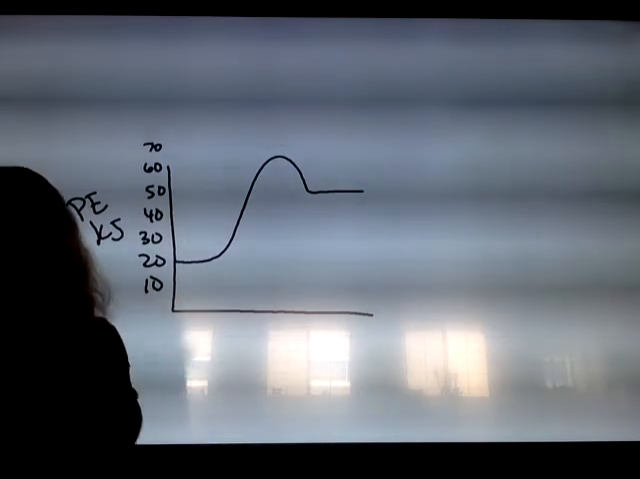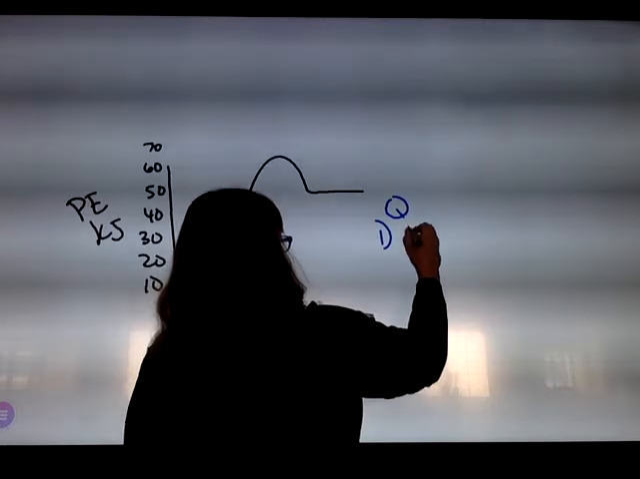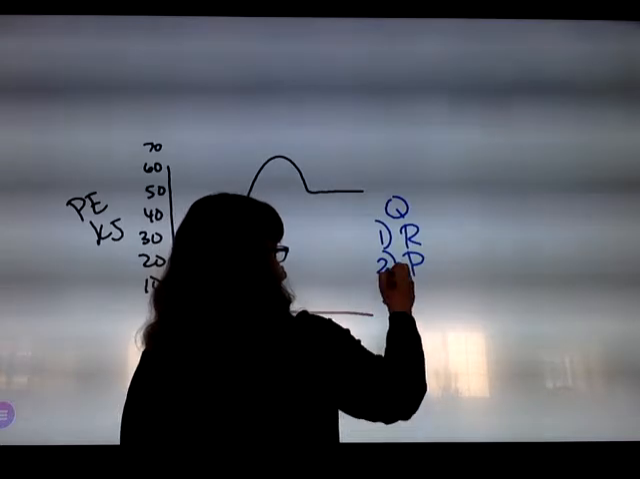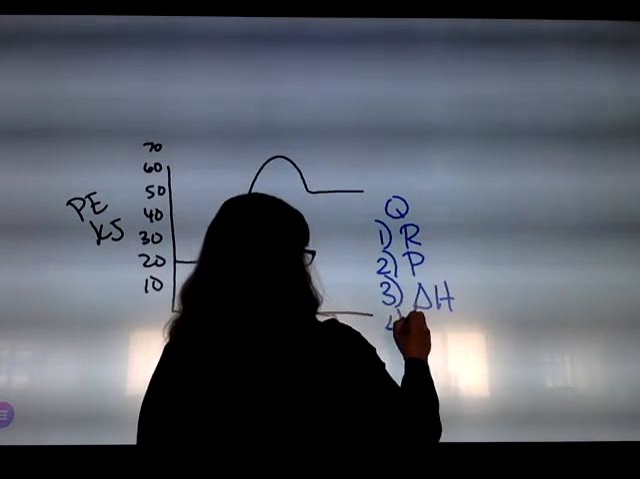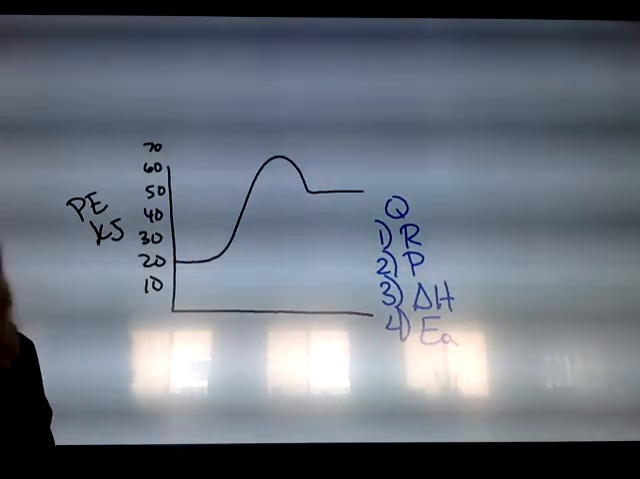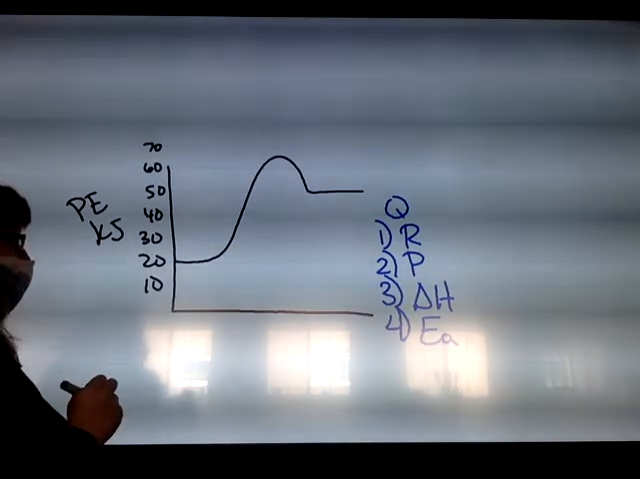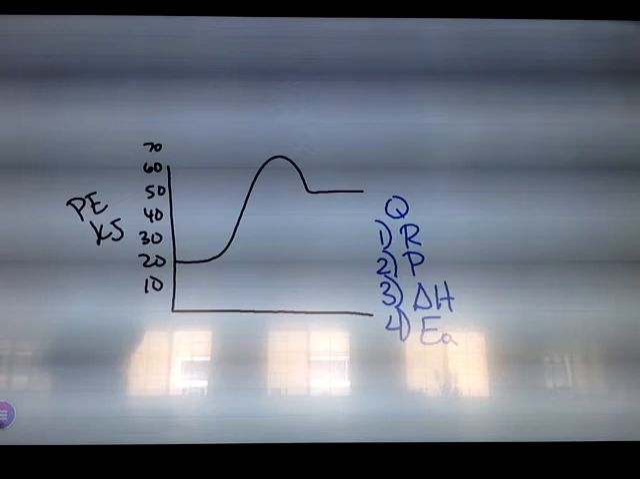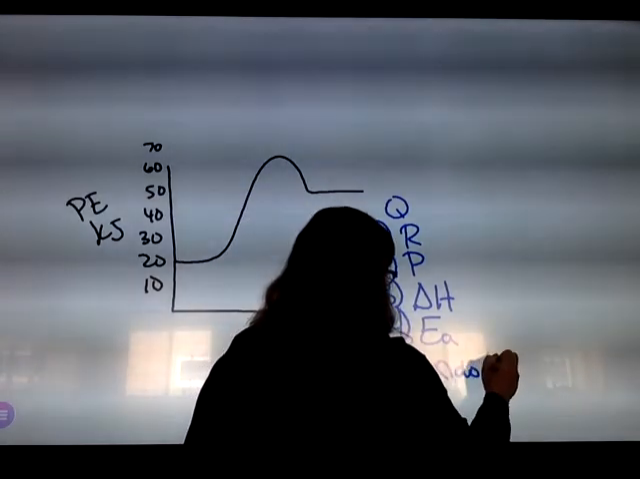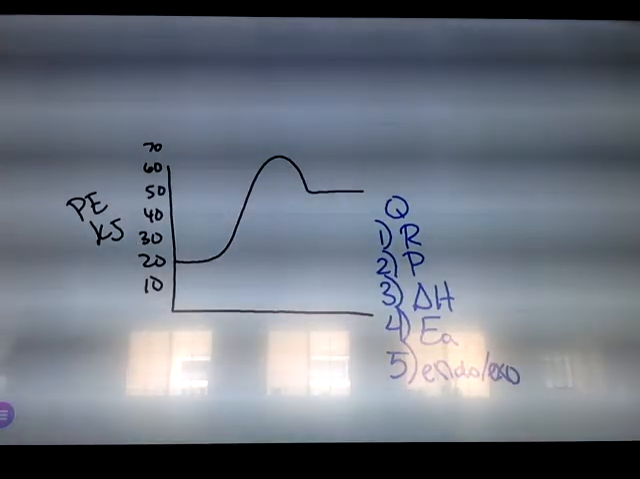And here are my questions. One, what are the reactants? Two, I want the products. Three, I want the delta H. And four, I want the activation energy. I want amounts. I want actual numbers. So I want reactants, products, heat of reaction, and activation energy, with actual numbers based on this graph. And then I also want to know if it's endo or exo. Okay. Take a few minutes.